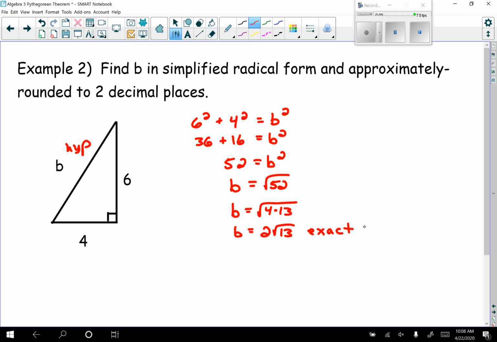And then typing this into the calculator, square root of 52, approximating it. So B is approximately 7.21. So that's our approximate answer. And again, a quick check. Like I said, I'm not going to show it for every problem, but it's very good to practice that.